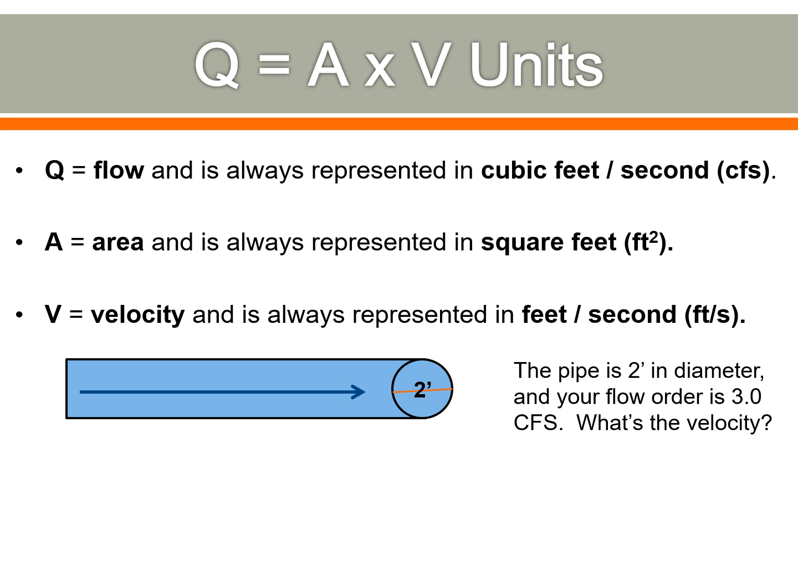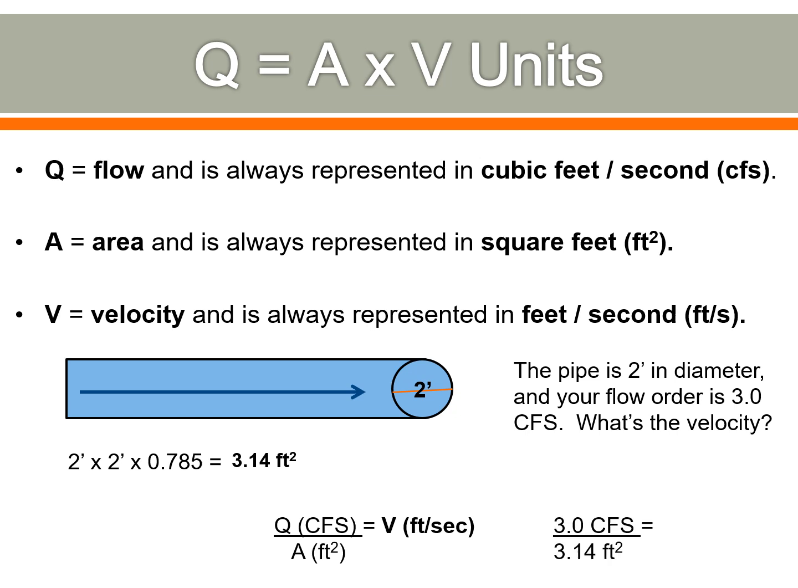But here we go. The pipe is 2 feet in diameter and your flow order is 3 cubic feet per second. What is the velocity? So the thing that differs from this question versus the previous two is that now we are dealing with the diameter. So you have to use that 0.785, which will give you 3.14 square feet. We know that our Q is 3 cubic feet per second. So to solve for this one, you would go 3 divided by 3.14. The answer then would be 0.96 feet per second.